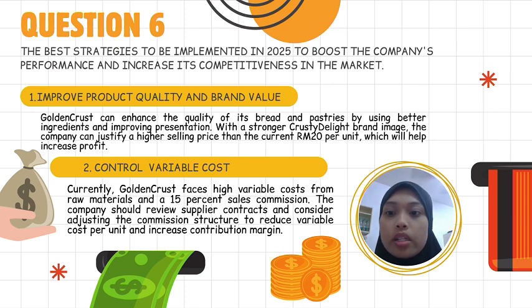The second one is to control variable costs. Currently, Golden Crush faces higher variable costs from raw materials and a 50% sales commission. The company should review supply contracts and consider adjusting the commission structure to reduce the variable cost per unit and increase contribution margin.